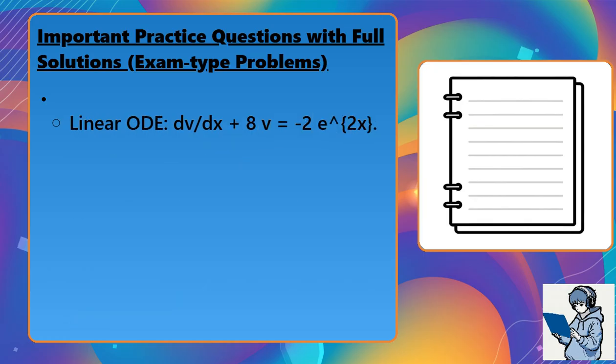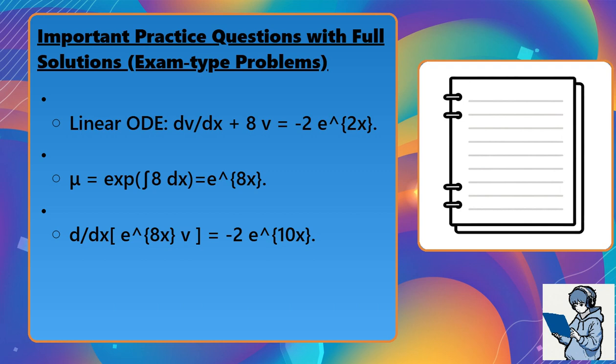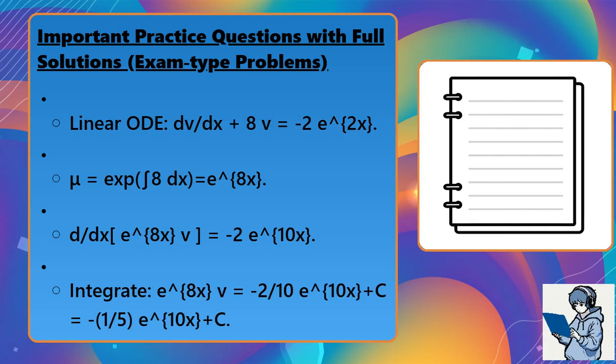Linear ordinary differential equation: dv/dx plus 8v equals minus 2e to the 2x. Integrating factor mu equals exponential of the integral of 8 dx, which is e to the 8x. The derivative with respect to x of e to the 8x times v equals minus 2e to the 10x. Integrate: e to the 8x v equals negative 2 divided by 10 e to the 10x plus constant, which simplifies to negative 1/5 e to the 10x plus c.